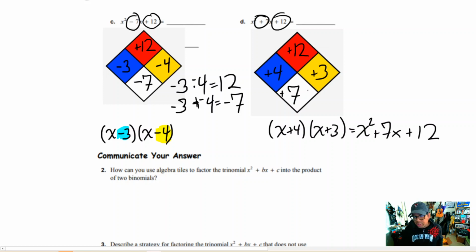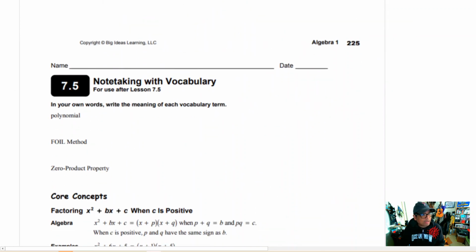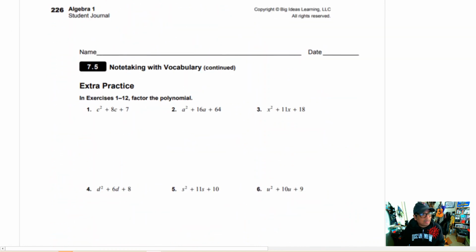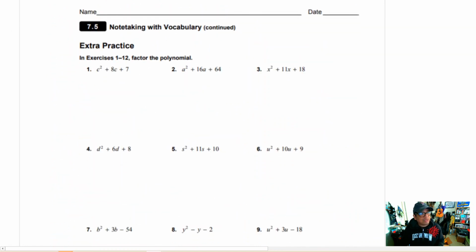Of course, you can check your work by foiling. If you care to do that, you should get the same result, but I think I'm going to opt out of that. Let's keep on working here, and let's try to factor some of these in extra practice. So we're going to factor the polynomial. Start with number 1. That's always a good one to go to.